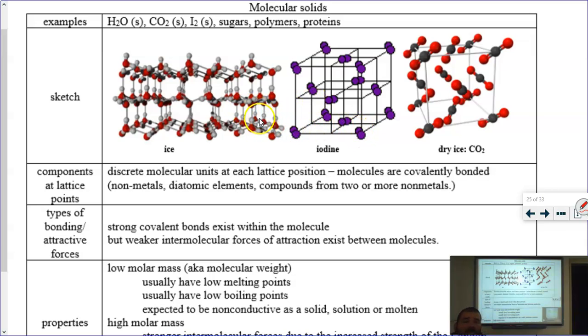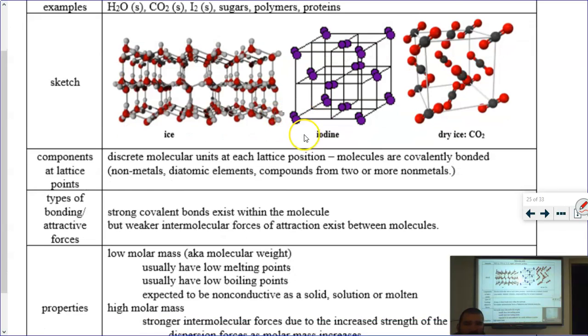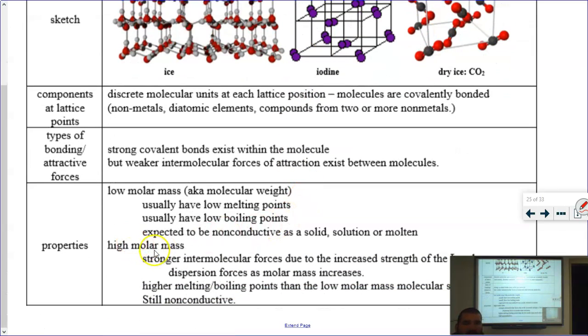Again, each of these is going to have different intermolecular forces holding it together as well, right? So we have to analyze the molecular solids a little bit further in order to understand what's going on. The high molar mass ones have stronger intermolecular forces due to the increased strength of the London dispersion forces. Again, mass goes up, electrons go up, size goes up, stronger London dispersion forces.